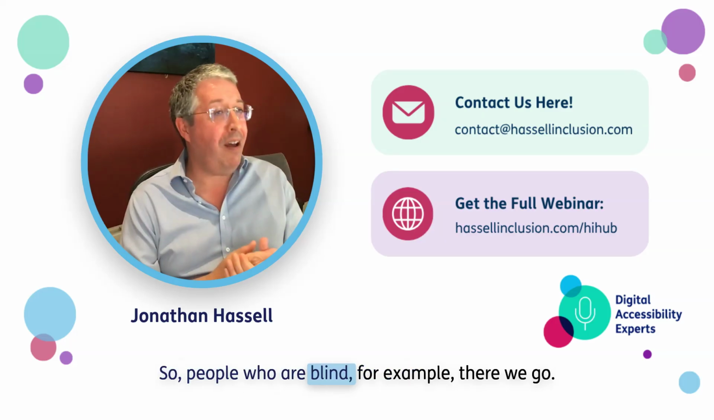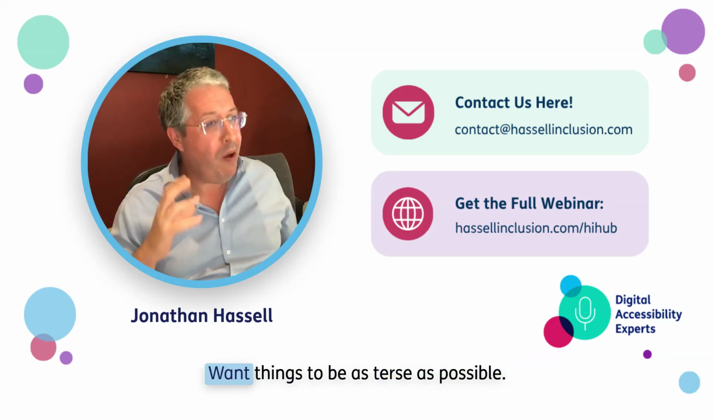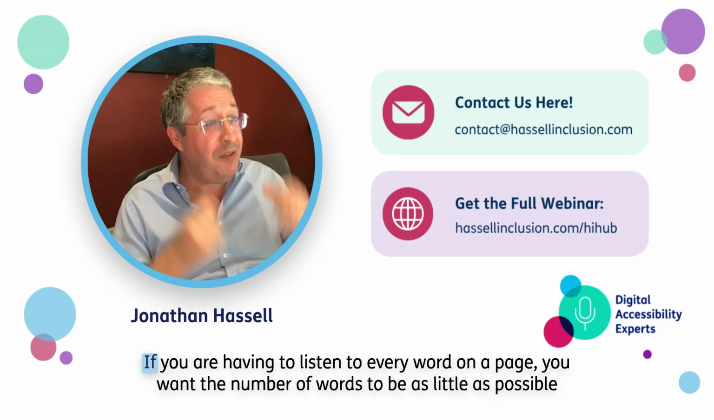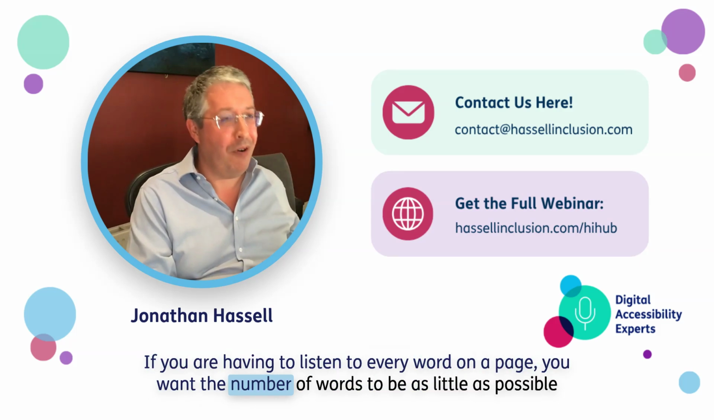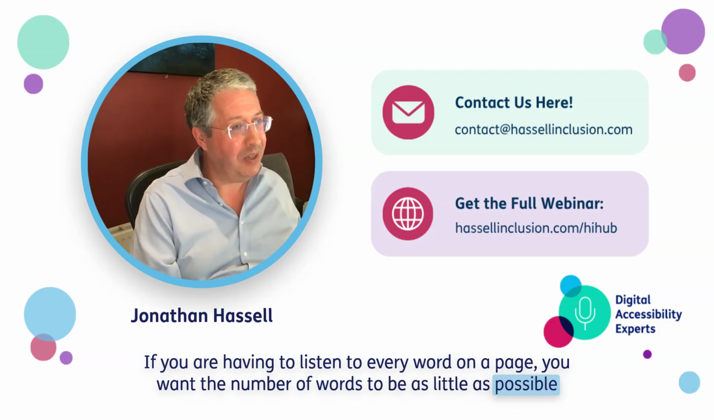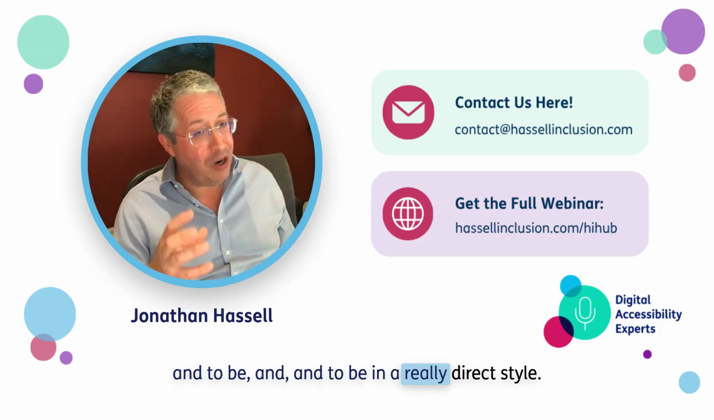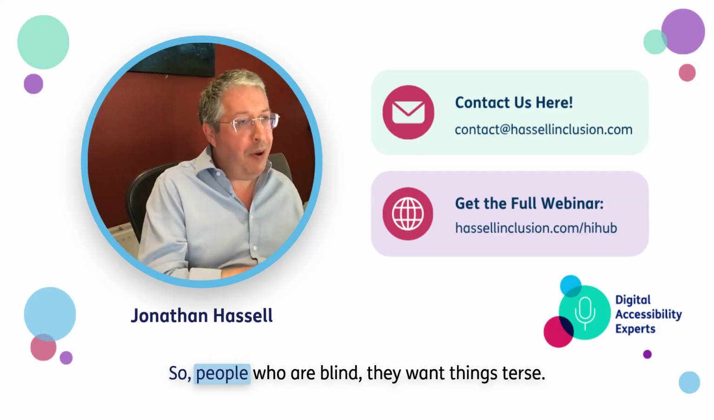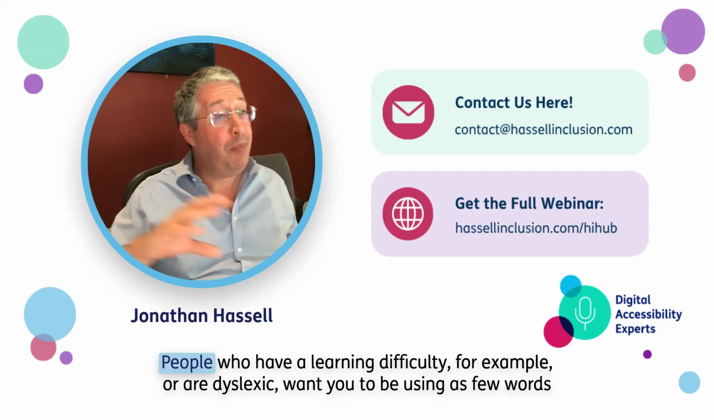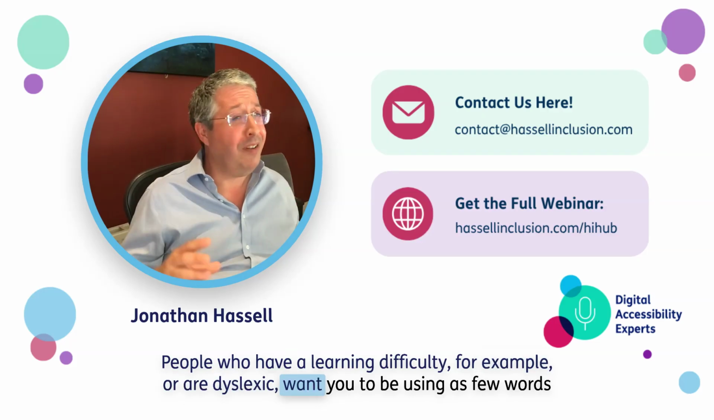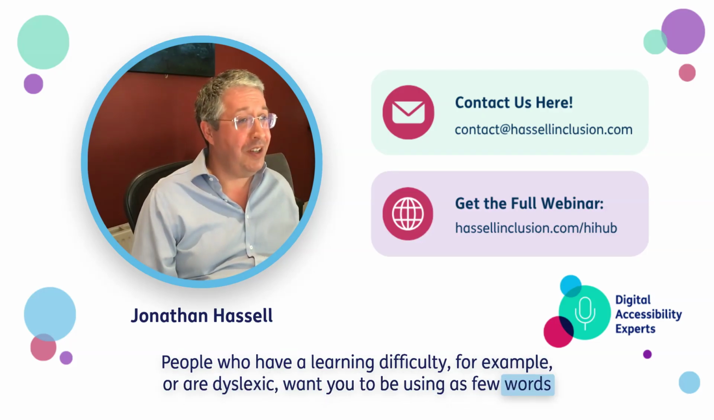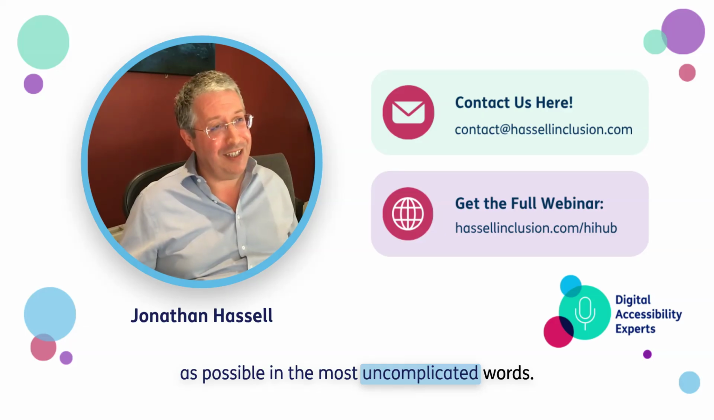So people who are blind, for example, want things to be as terse as possible. If you're having to listen to every word on a page, you want the number of words to be as little as possible and in a really direct style. People who have a learning difficulty, or are dyslexic, want you to be using as few words as possible and the most uncomplicated words.